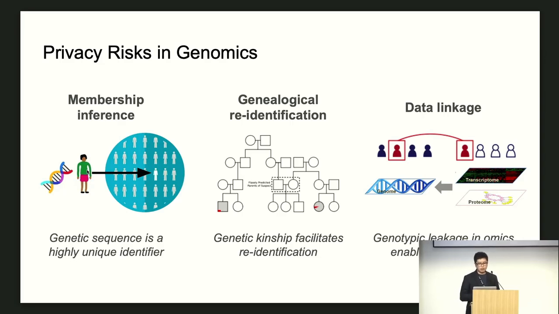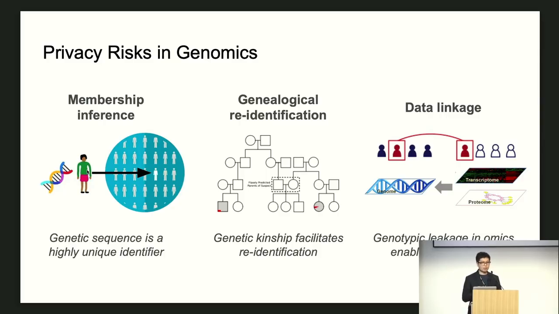Second, there's also the risk of genealogical re-identification. We start from an anonymized genetic profile, and using the fact that these genetic sequences are shared between biological relatives, we can query the sequence against public genealogy databases to find the relatives and then try to triangulate and identify who that person is behind that genetic profile. So this is a risk that's kind of unique to genetic data.